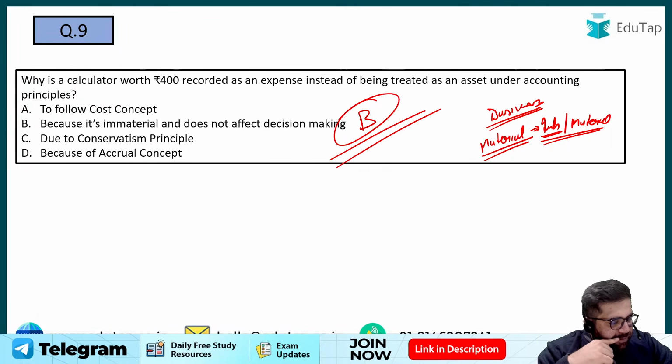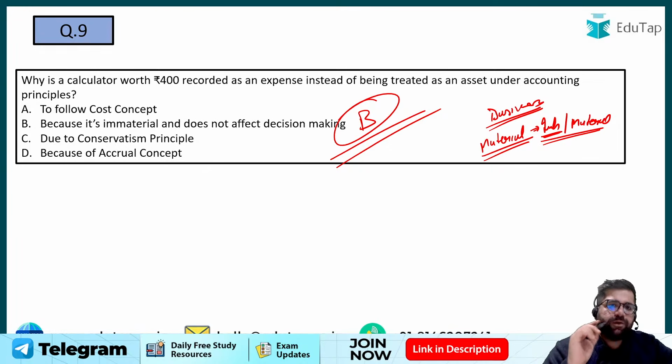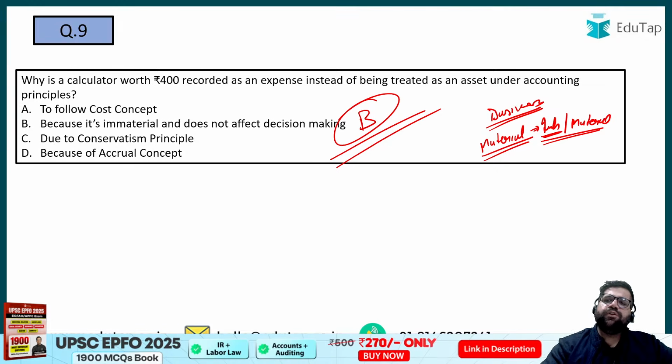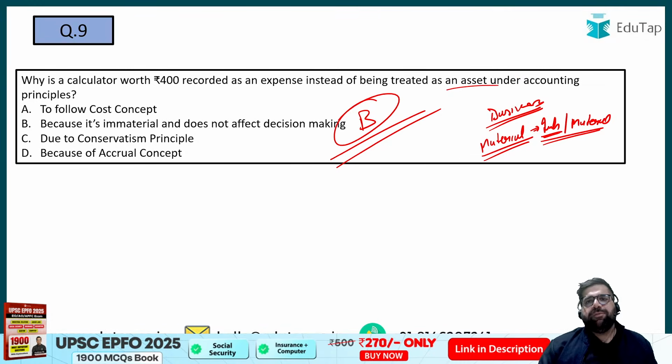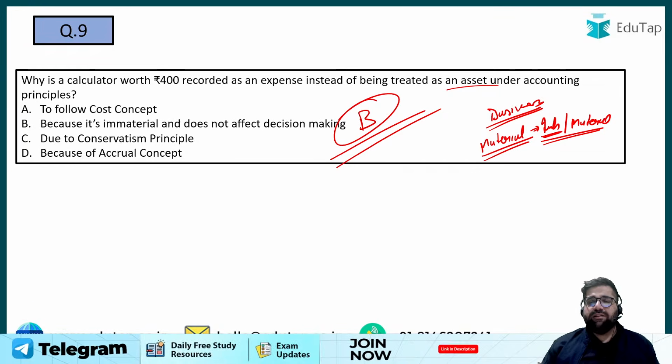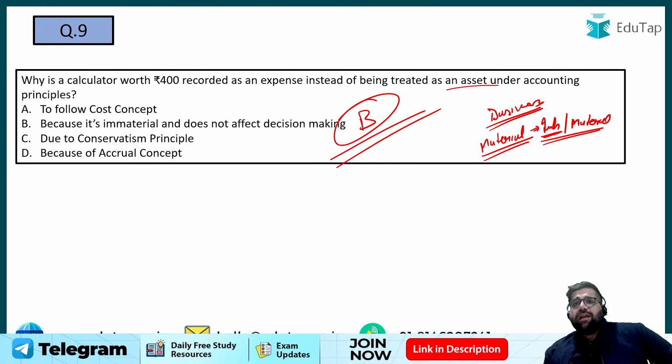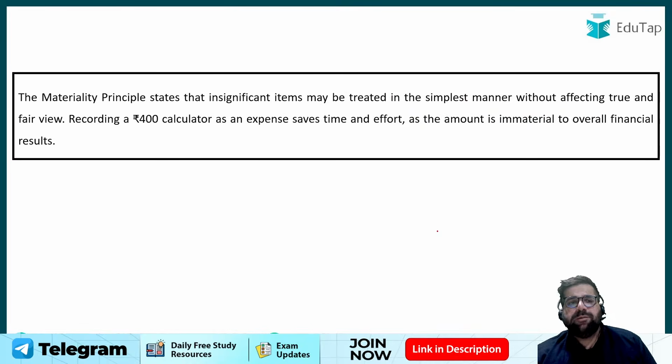Yes, I can see many of you are going with option number B because it's a very small expense. So you can just write it as an expense, right? Why treat it as an asset? Why take the calculator into your balance sheet? Let it be in your P&L only, because all the P&L items are settled in the income statement and your assets are taken to your balance sheet. So the right answer over here will be option number B.